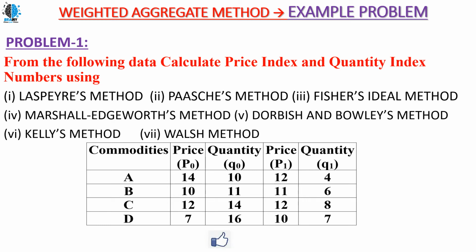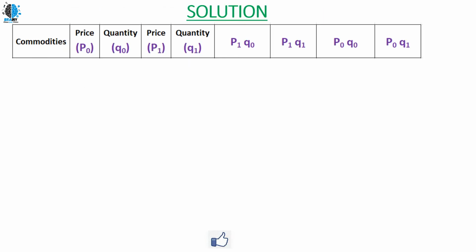So let's start. It is clearly given what the price and quantity values of the base year and of the current year are. With respect to this, we will have a combination of 4 columns: P1 Q0 and so on till P0 Q1. All these combinations you will have in the Laspeyres and Paasche methods. If you know the formulas of the Laspeyres and Paasche methods, we can easily derive all the formulas and do the calculation as well. So these are the columns of my tabulation.